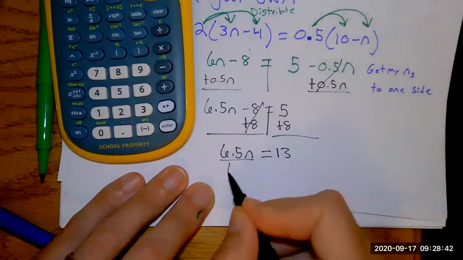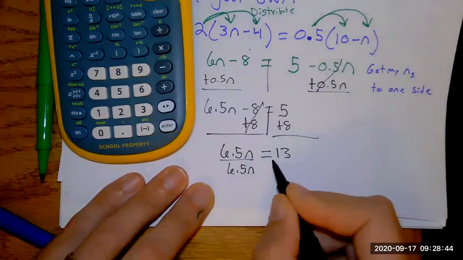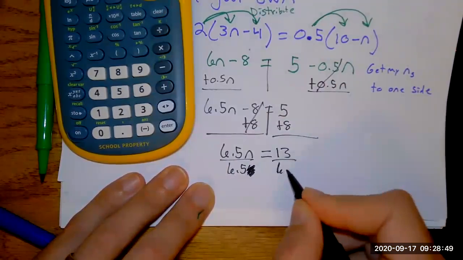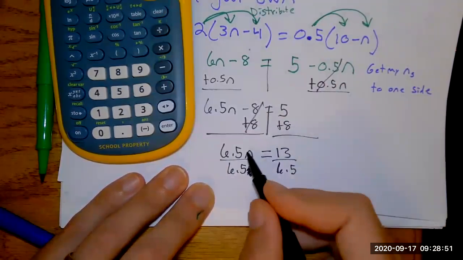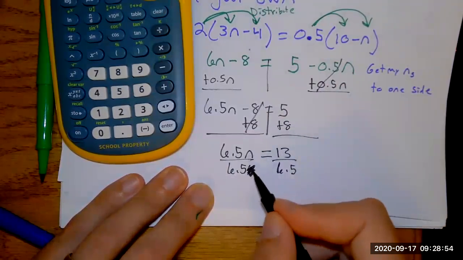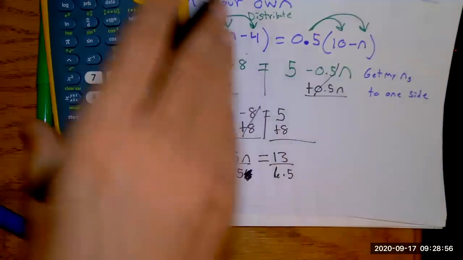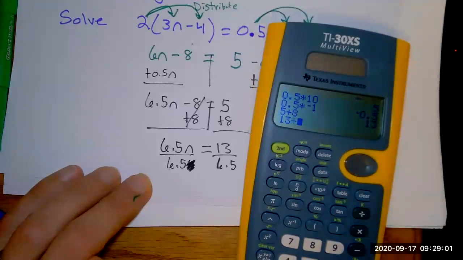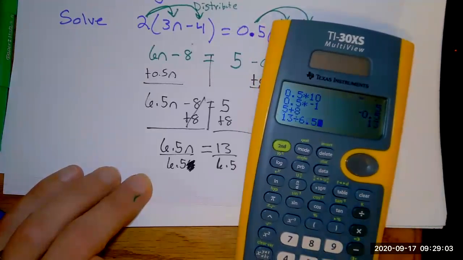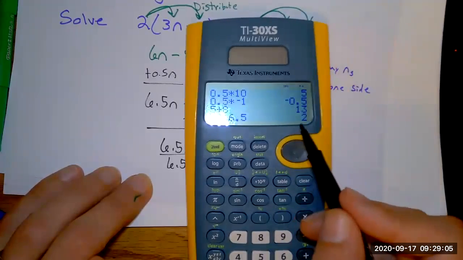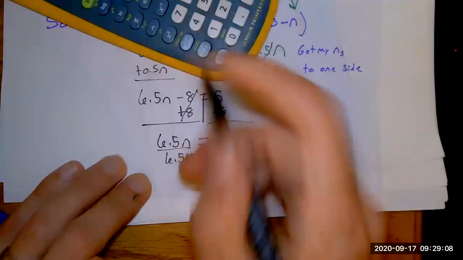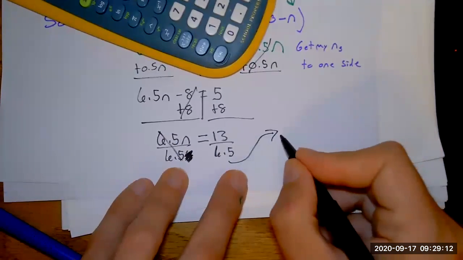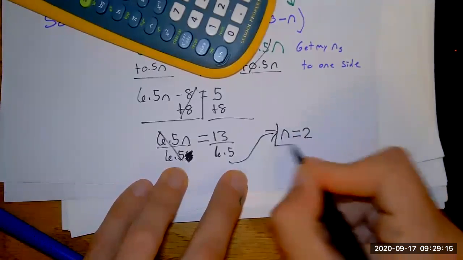Okay? Then when I get to here, I have 6.5 times n, so the opposite of multiplication is division. Oops, I don't want to divide by that n. See, I'm thinking about my next thing and I make mistakes. So I want the n there, right? So the n's going to stay. So I'm just dividing by 6.5. So on my calculator, I'm going to go 13 divided by 6.5. And I get 2. So this cancels out and I ran out of room. So I'm just going to go over here. I get n equals 2.